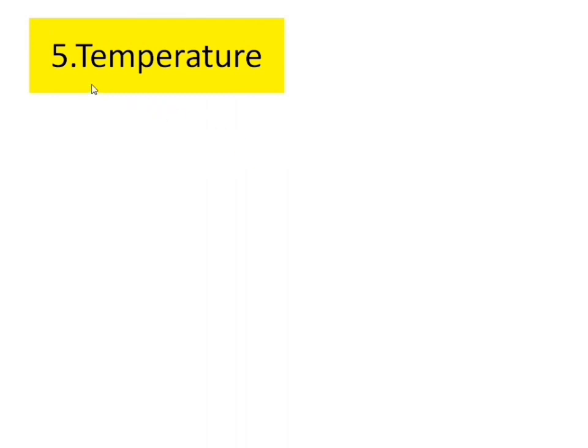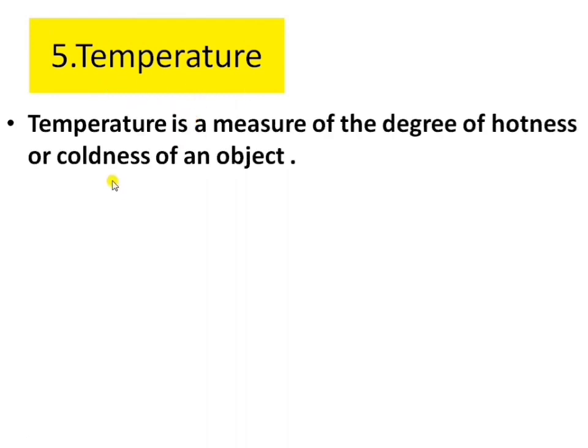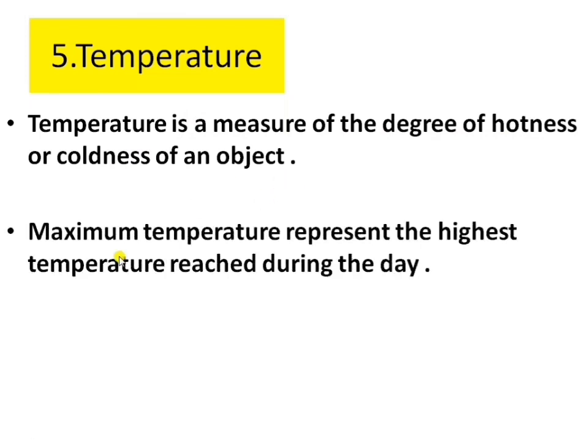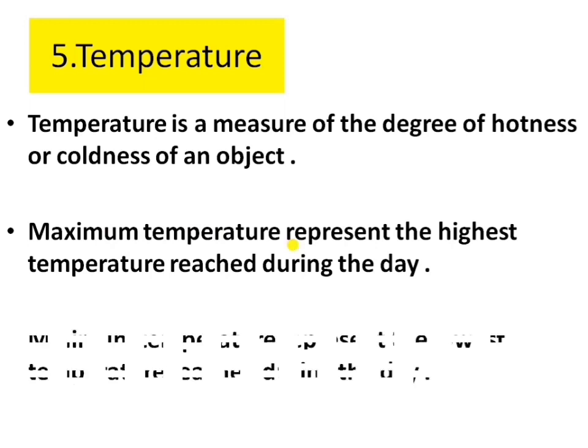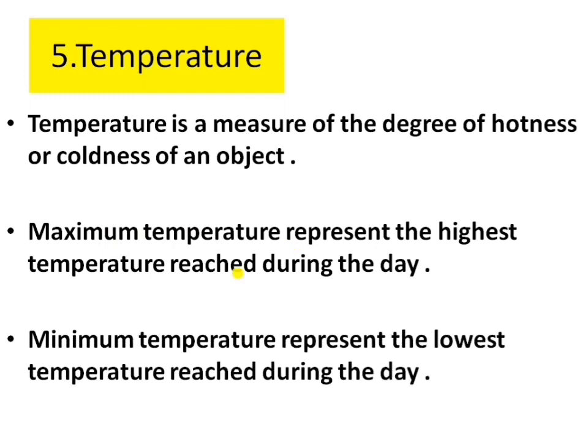Next, moving on to a fifth topic, that is temperature. So, temperature is a measure of the degree of hotness or coldness of an object. Maximum temperature represents the highest temperature reached during the day, and the minimum temperature represents the lowest temperature reached during the day.